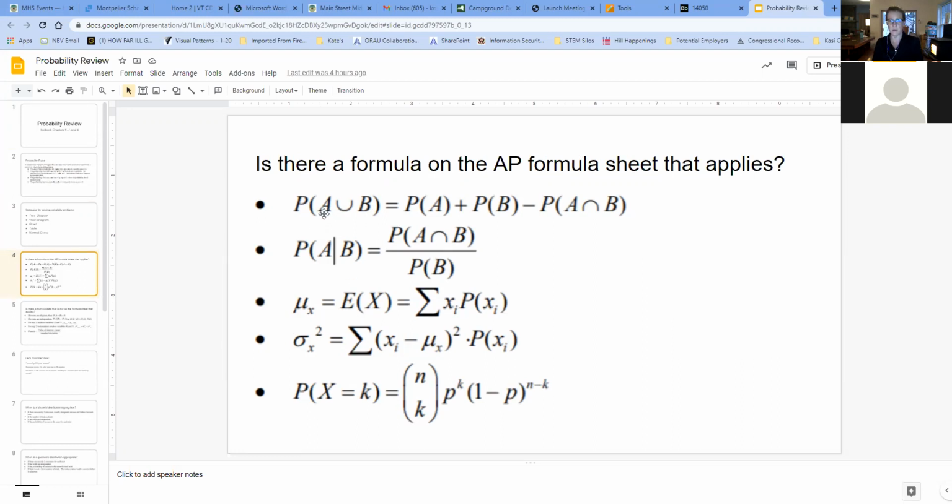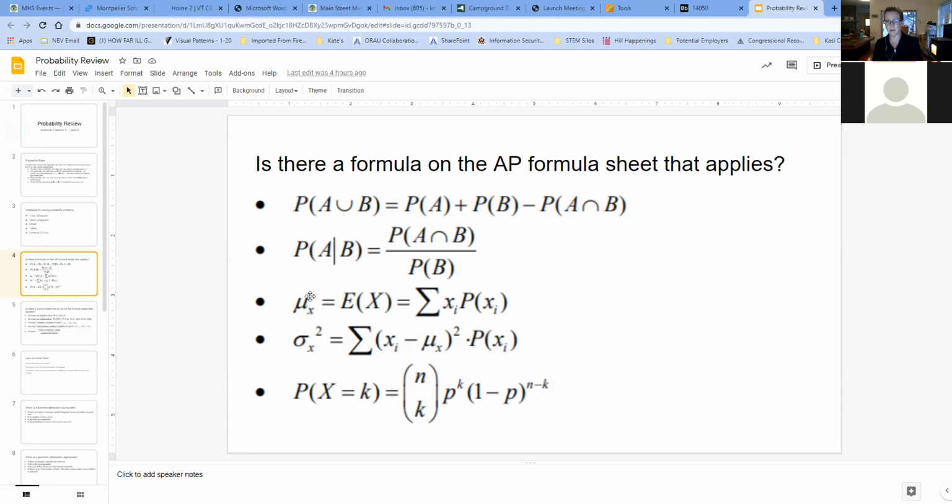This one is saying the probability of A or B is equal to the probability of A plus the probability of B minus the overlap, if there is any overlap. The probability of A given B is equal to the probability of A and B divided by the probability of B, and order really matters here. Wherever that given line is, anything that follows the given line is going to become your denominator. So that's really important. It's the and of both of these things in the numerator, and the denominator is just going to be whatever is after the given line.